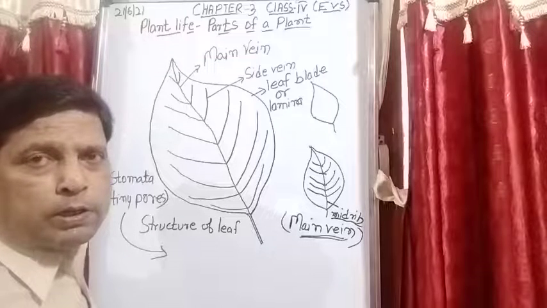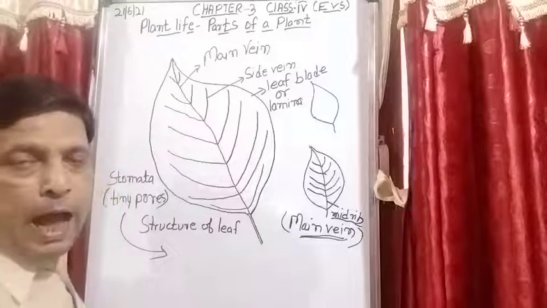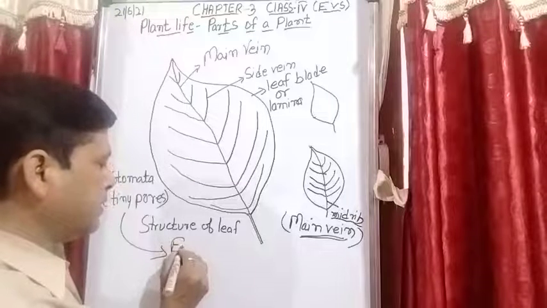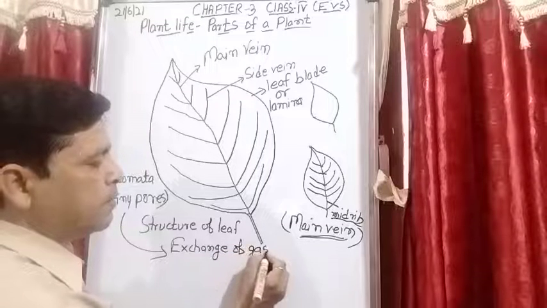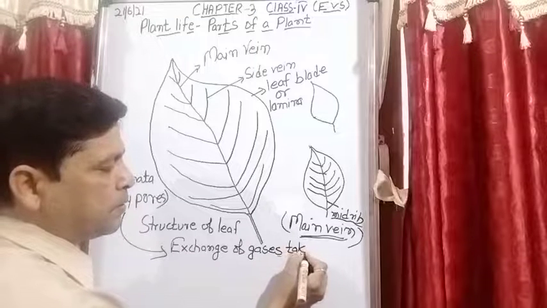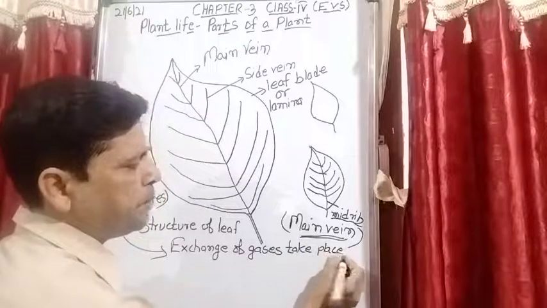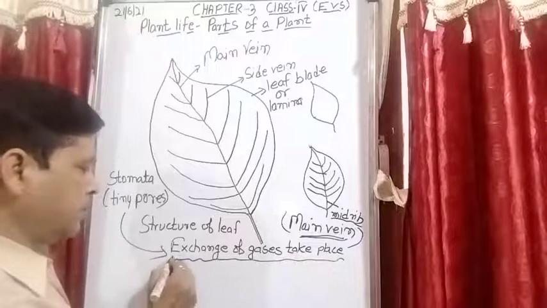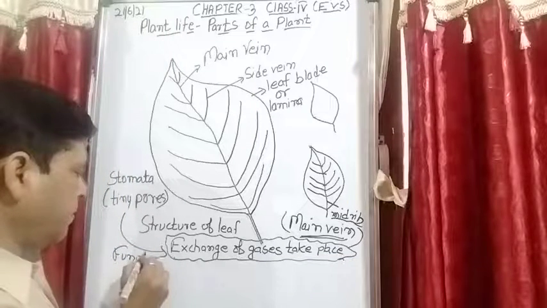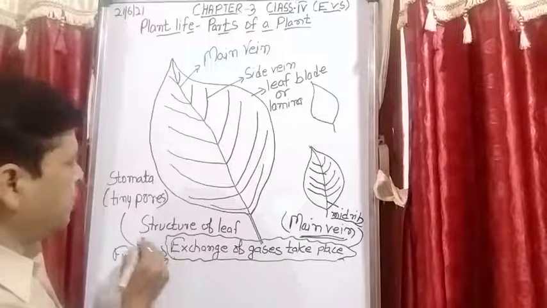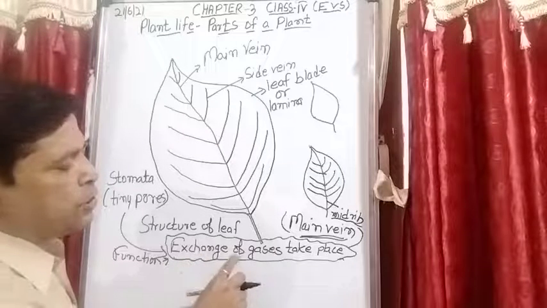Now the question arises, what is the role, or you can say what is the function of these stomata? So it is the exchange of gases that takes place here. Exchange of gases takes place. Write it in short, okay. Exchange of gases takes place. Okay, what is the function? This is the function. What is this tiny pore present on the leaf, that is known as stomata. And what is the role of stomata? Exchange of gases takes place.